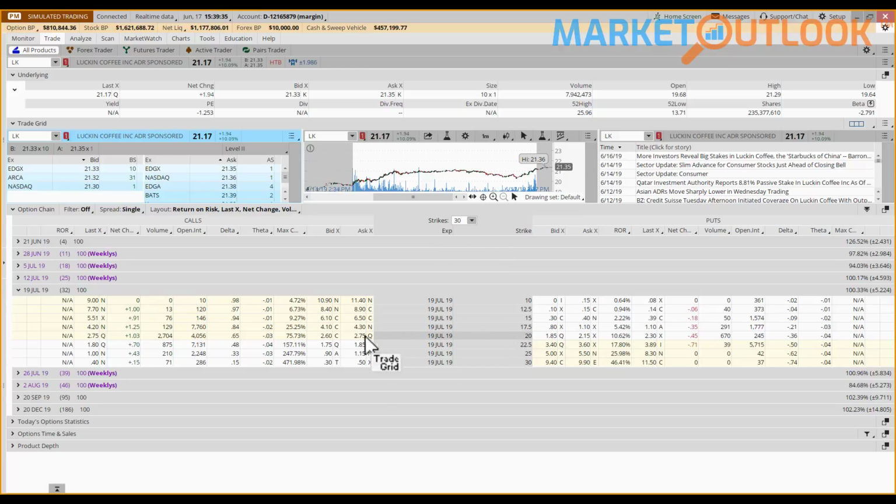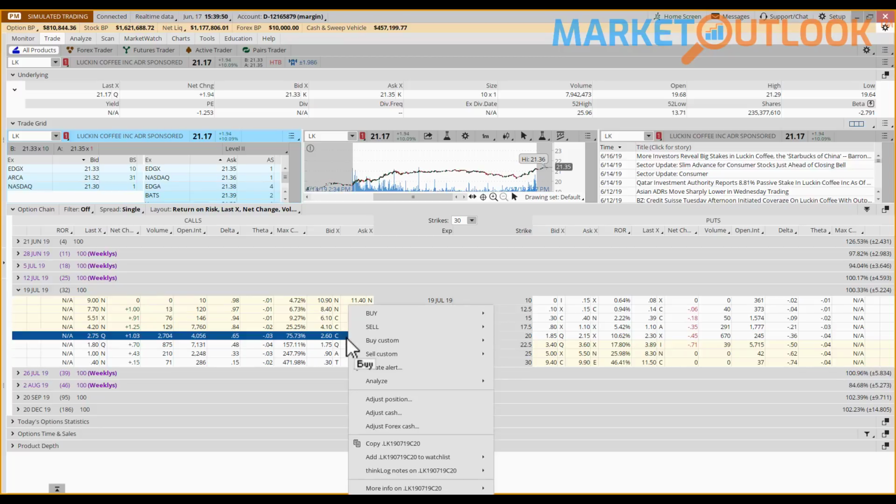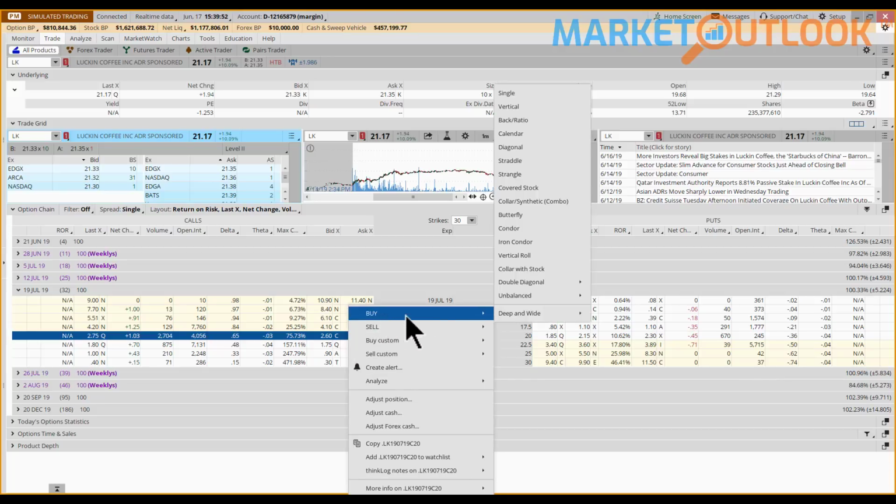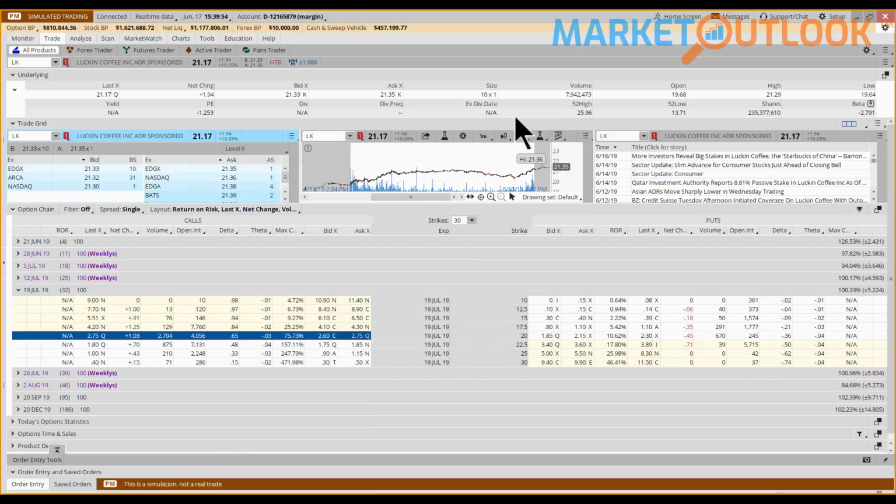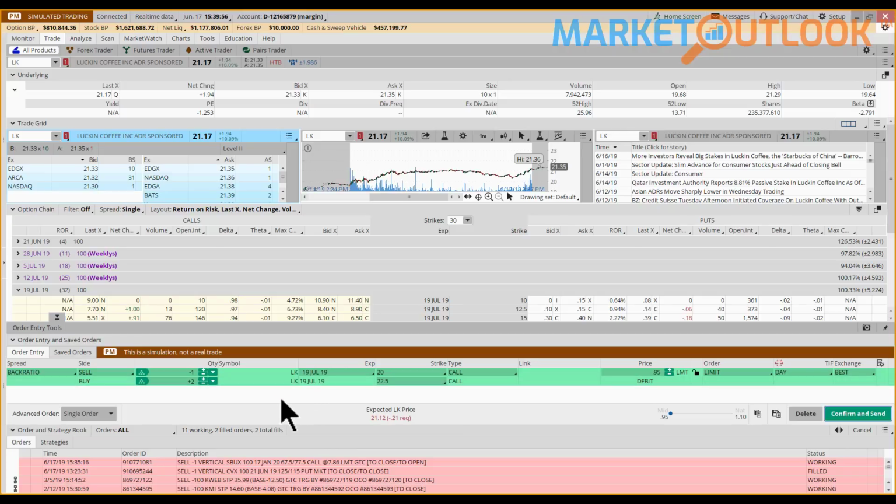So what we typically do with the long call spread is we take one strike that's in the money. In this case, the 20 call is in the money. And then we take one strike that's out of the money, which in this case is the 22.50. I'm going to come over here, first of all, to the 20 call. I'm going to right click. I'm going to go to buy vertical. That loads up my trade down below.